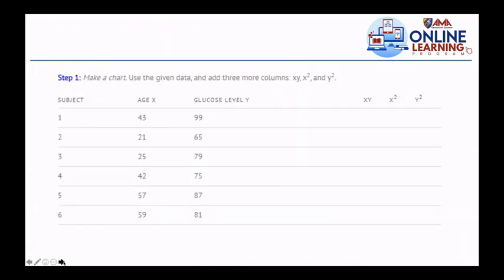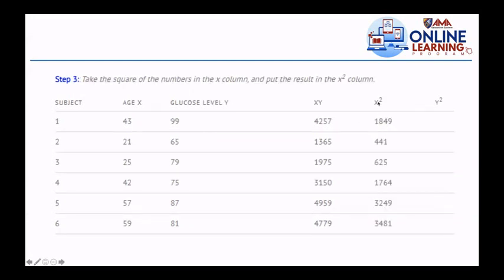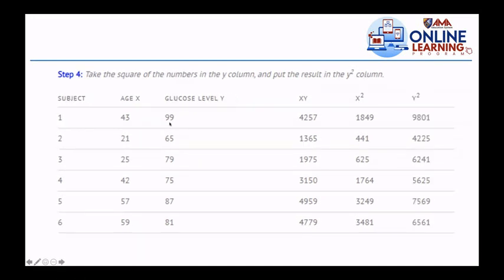So we will compute xy. All you have to do to get xy is just multiply them: 43 times 99, you get the answer, and so on. And then to get the x squared, just square 43. 43 times 43 is this. 21 times 21 is 441, and so on. And then you get the y squared. The y is this. 99 times 99 is this. 65 times 65 is 4,225, and so on.